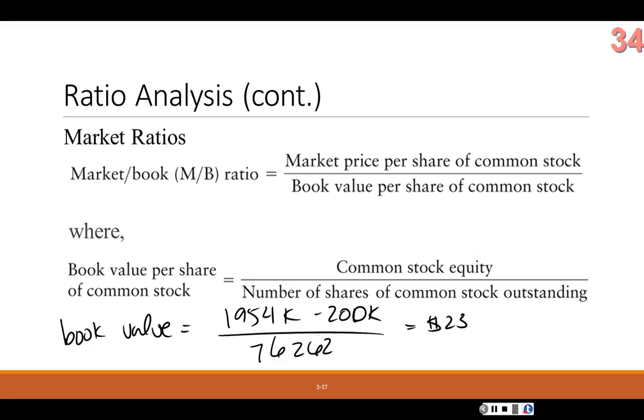So you can use that to determine your market to book ratio. So the market price we just said was $32.25. Divide that by the book value of 23. And you get a market to book ratio of 1.4. What does this mean? If the market to book ratio is greater than 1, the stock is undervalued.